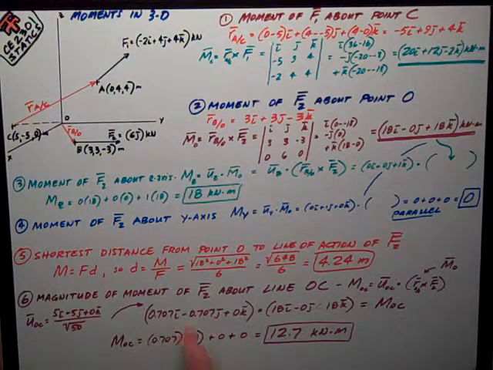And I multiply the i's times the i's, I get 0.707 times 18. 0.707 times 0 is 0. 0 times 18 is 0. So I just do the math, I get 12.7 kilonewton meters as the scalar magnitude, which, magnitude means scalar. It should make you think that. So that's the answer.